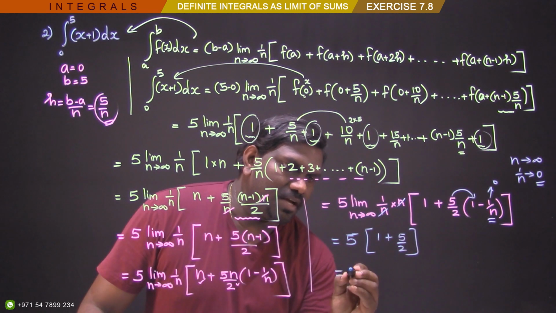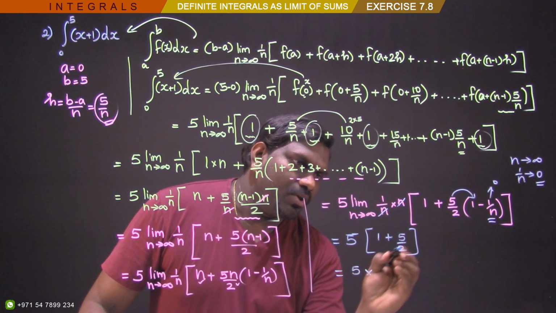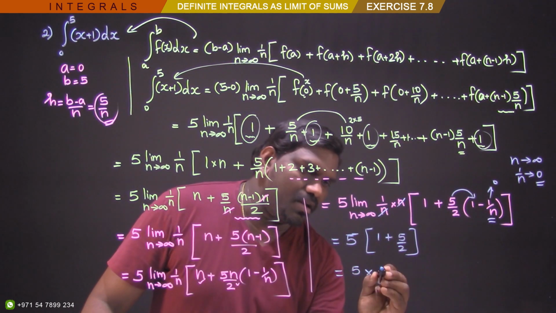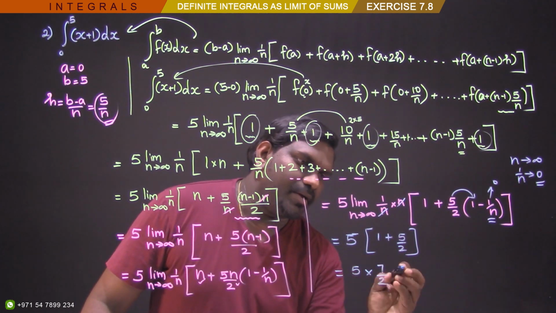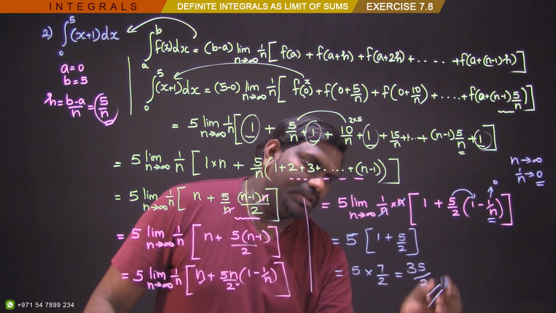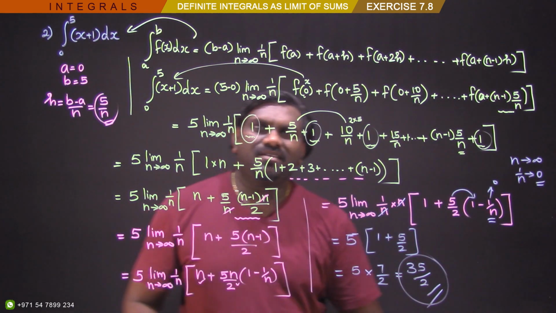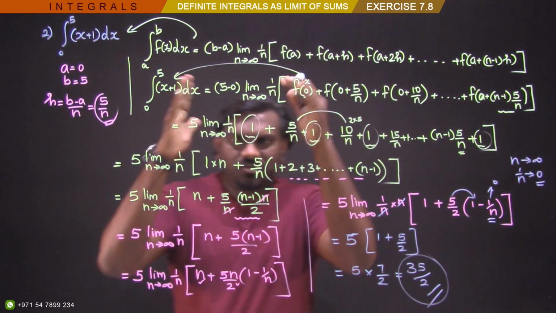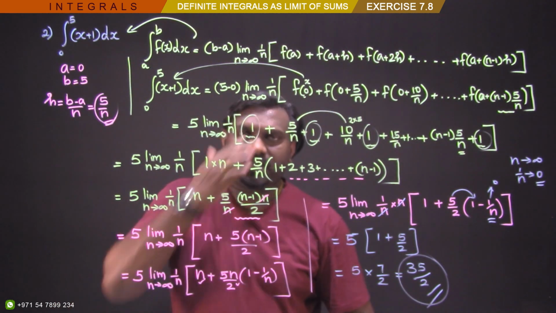Right here. So that is equal to 5 into, taking the LCM, it's going to be 7 by 2. Now if I multiply, it is 35 by 2, dear, and this is going to be my answer for my second question. I hope you got a clear idea about how to do this one, dear.